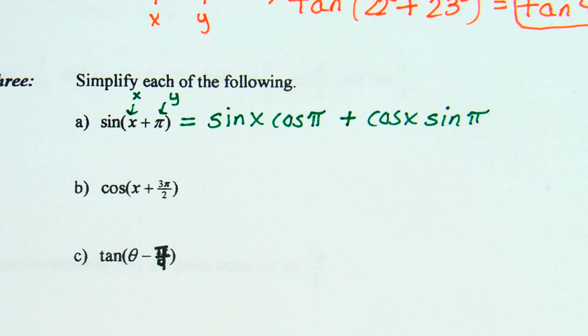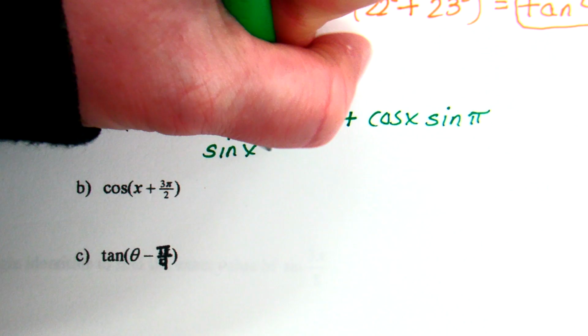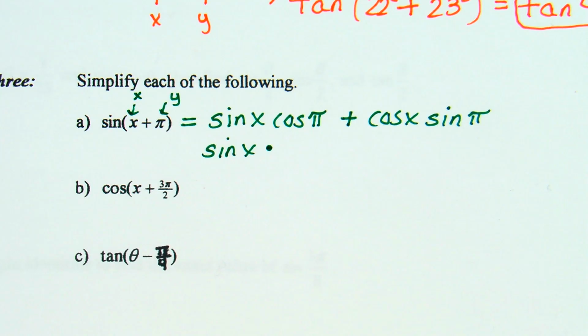With sine x and cosine x, we're stuck. X is a variable, we can't do anything with it. However, cosine of pi, I guess I said just get out your chart, but your unit circle is probably helpful here, because we need to do some simplifying here. So sine of x, and then cosine of pi.